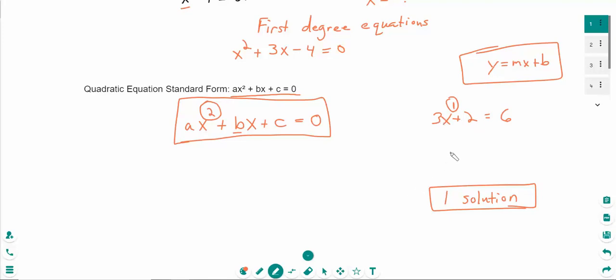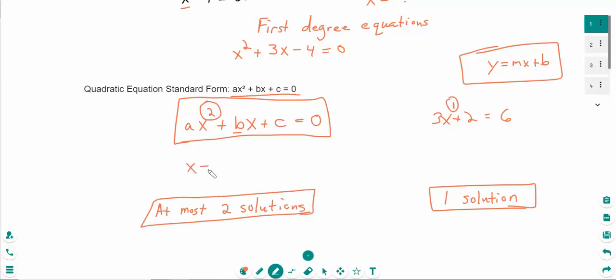All right. Now, if I have a quadratic equation, well, then the highest power of the variable is 2. So that would mean that we have, and I'm going to be careful here, at most 2 solutions. So that would mean that x could be one thing, and then x could also be some other thing. And both of those things would make this equation true if we were to plug them in for x. Okay? That's what that means.